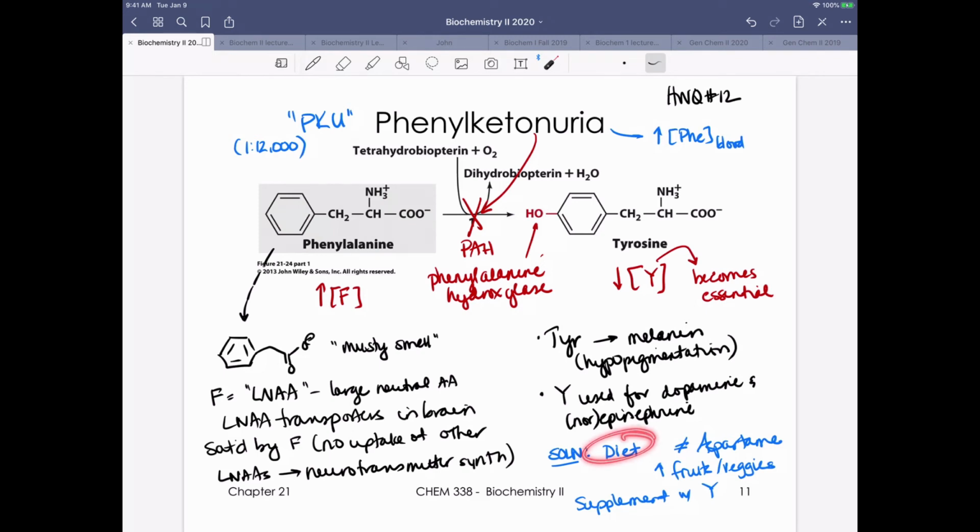From a dietary standpoint, not only do you have to avoid NutraSweet or aspartame, but you'll tend to increase your diet with fruits and vegetables, which tend to be not as rich in phenylalanine as, say, meat protein sources are. And oftentimes you'll see supplementation with tyrosine to get around the fact that you've got an inability to naturally produce tyrosine.